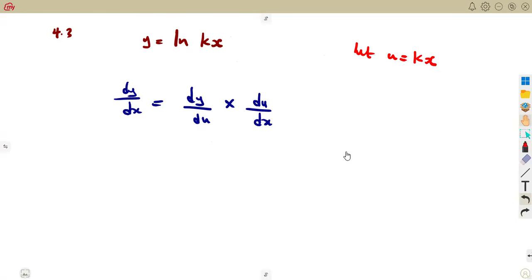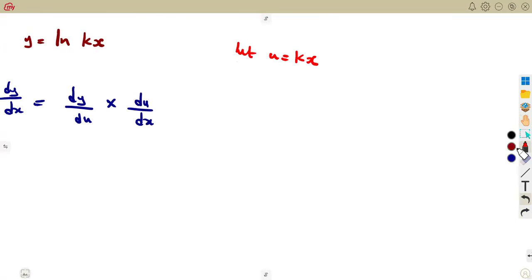So if u is equal to kx, what does it mean? Thereafter, y will be equal to the ln of what? This one, kx, take note. We introduced the u here, so it will be the ln of u there. In place of the kx, you put the u. So this is how you substitute, guys. You're introducing a function in place of another function.